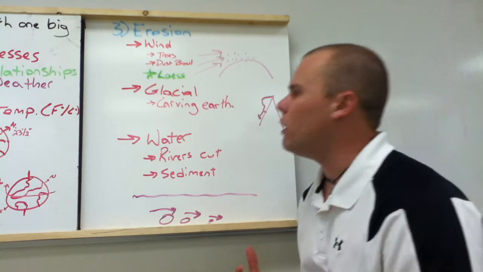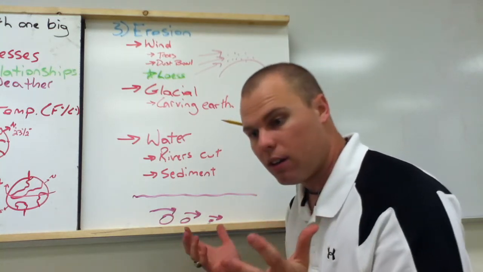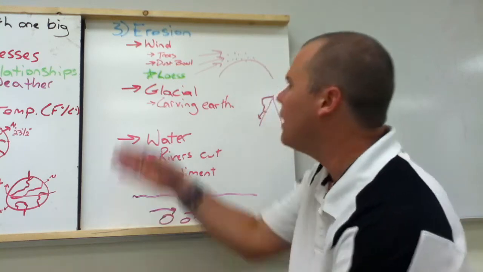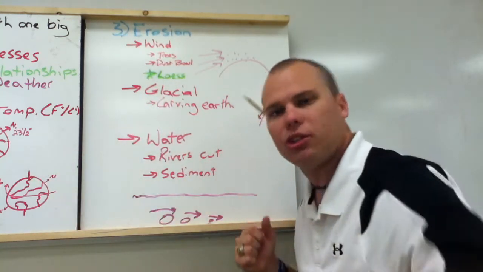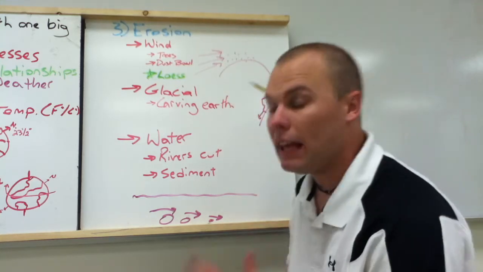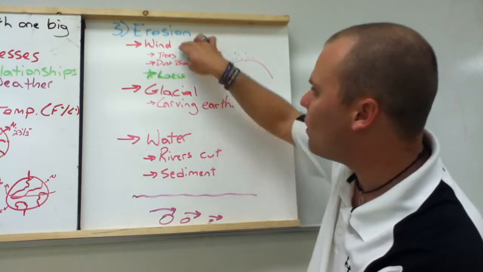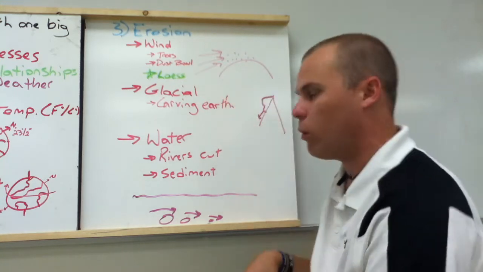Next point, not with weathering, but with physical processes and the environment, is erosion. Weathering and erosion are two different things. There's three different types of erosion that we are going to talk about. Wind erosion, glacial erosion, and water erosion.